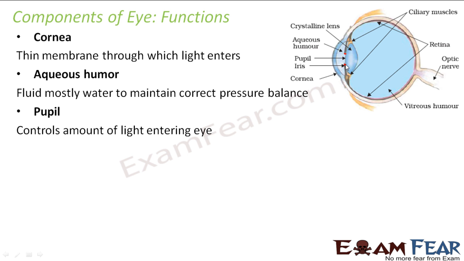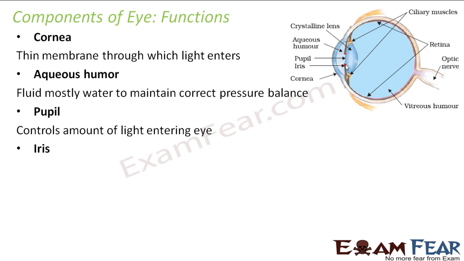Similarly, when you enter an area where there is dim light, the pupil tries to increase the intake of light so that more and more light can enter the eye. Right? So the pupil actually controls the amount of light entering the eye. The cornea forms the outermost membrane through which anything will enter the eye, like an outermost protective covering. But the pupil is actually the door which allows the entry of light inside the eye.